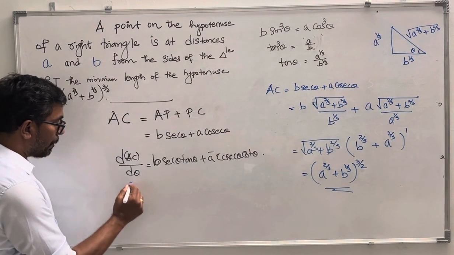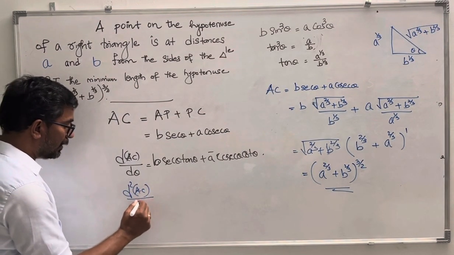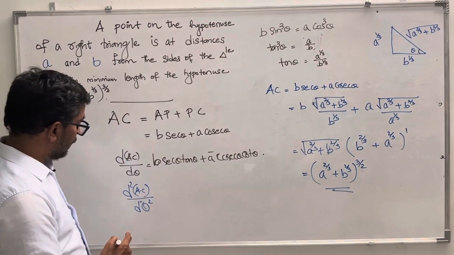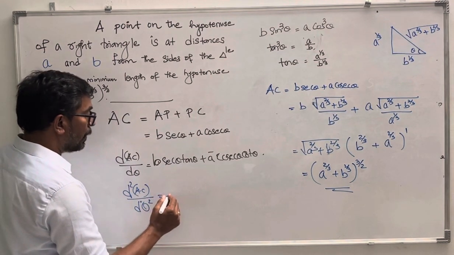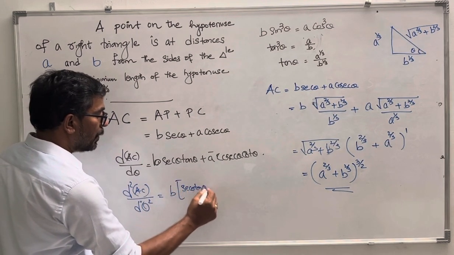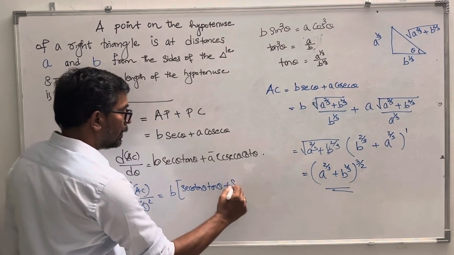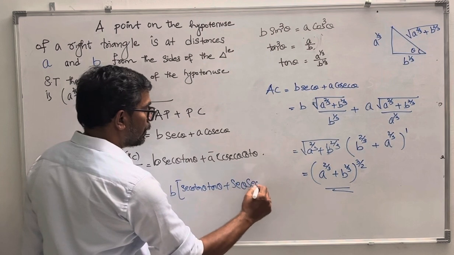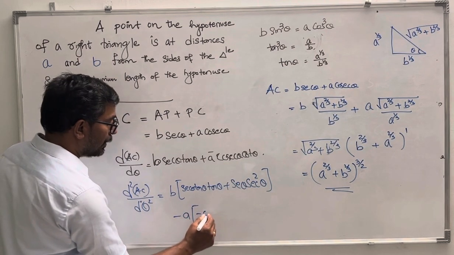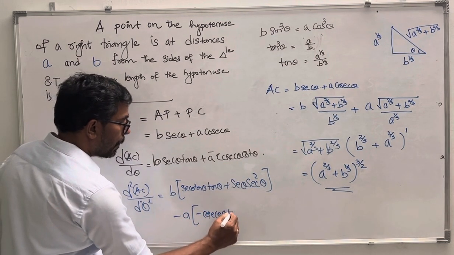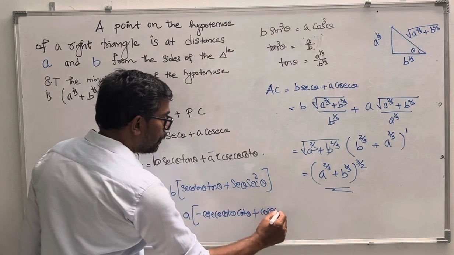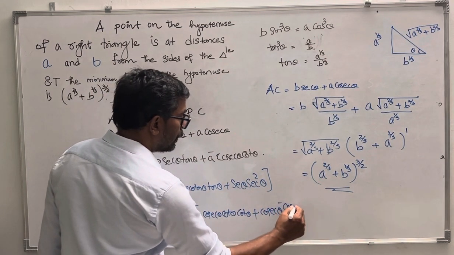So d square AC by d theta square. Okay, so we will find the second derivative. With this, it will become B into, we will have to use the product rule. Sec theta derivative is sec theta tan theta into the second function tan theta, plus sec theta into tan theta derivative, sec square theta, minus A cosec theta, derivative is minus cosec theta cot theta, then into cot theta, plus cosec theta into minus cosec square theta, the cot theta derivative.